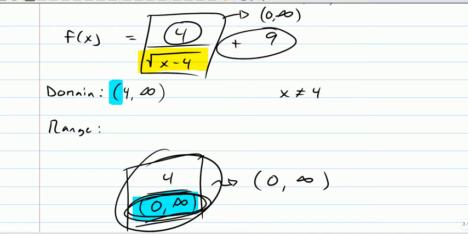Now, all you have to worry about is you're going to add 9 to all of those outputs. If you add 9 to the low end, add 9 to the 0, you're going to get 9. If you add 9 to the high end, if you add 9 to infinity, you'll still be at infinity. So the range of our function is from non-inclusive 9 to infinity.